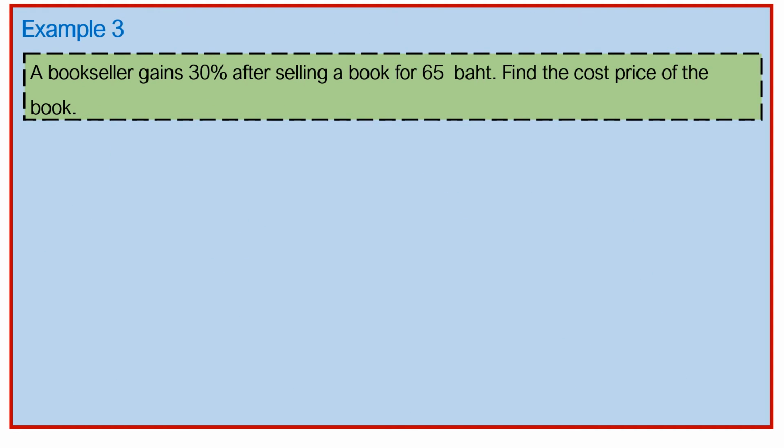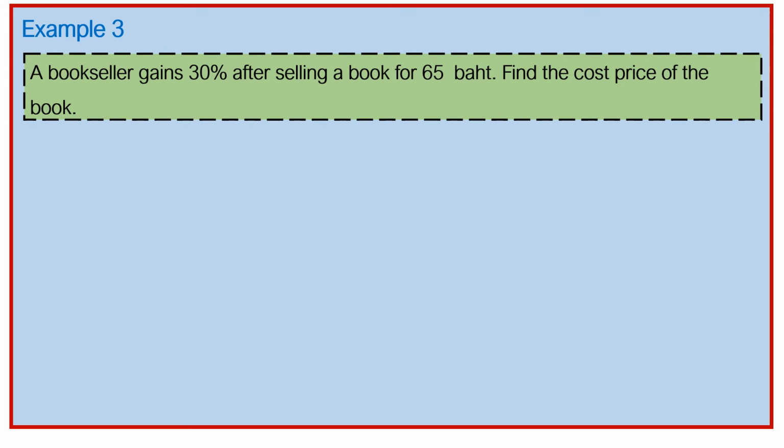Example number 3. A bookseller gains 30% after selling a book at 65 baht. Find the cost price of a book.